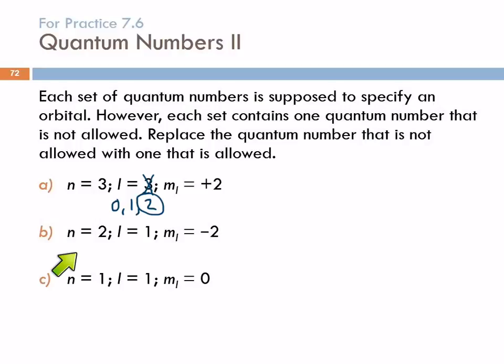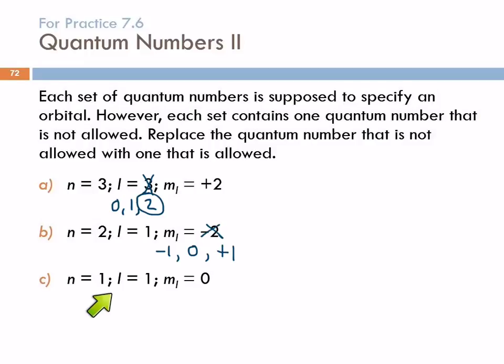Let's look at the next one. n can be 2, that's fine. If n is 2, can l be 1? Sure. Can m sub l be negative 2? Nope. It could be negative 1, or it could be 0, or it could be 1. 0, negative 1, or plus 1. And here, any of those is okay with the first two.